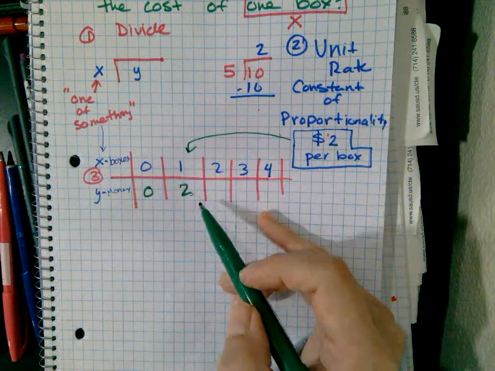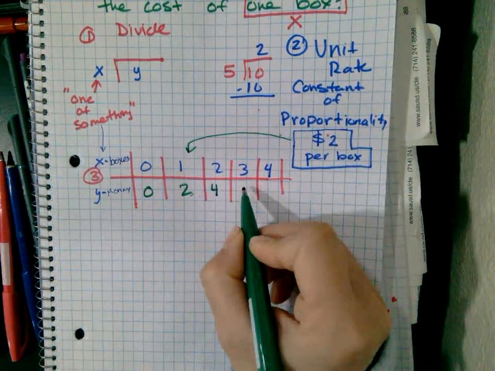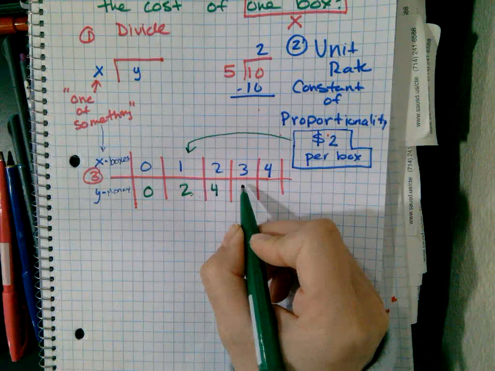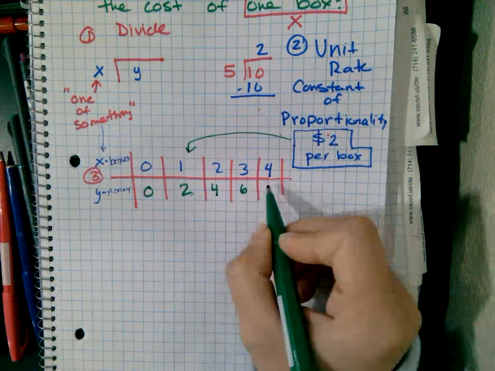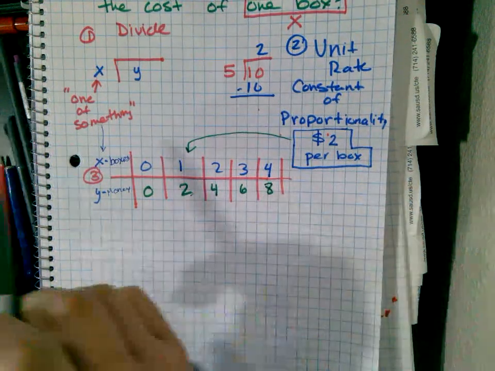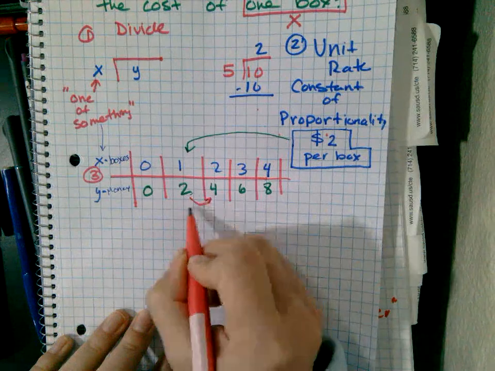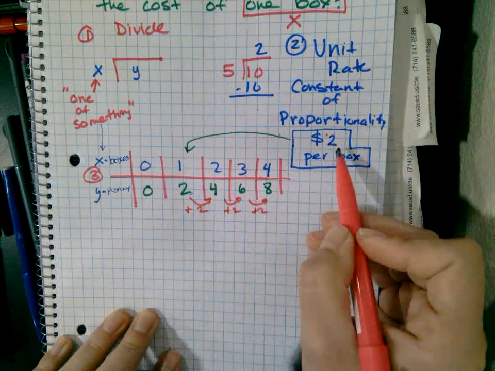All right, 2 boxes. How much is 2 boxes going to cost me? 4. 3 boxes? 6. 4 boxes? 8. Yeah, and you should have noticed that here we are going by 2, right? Because that's our unit rate.